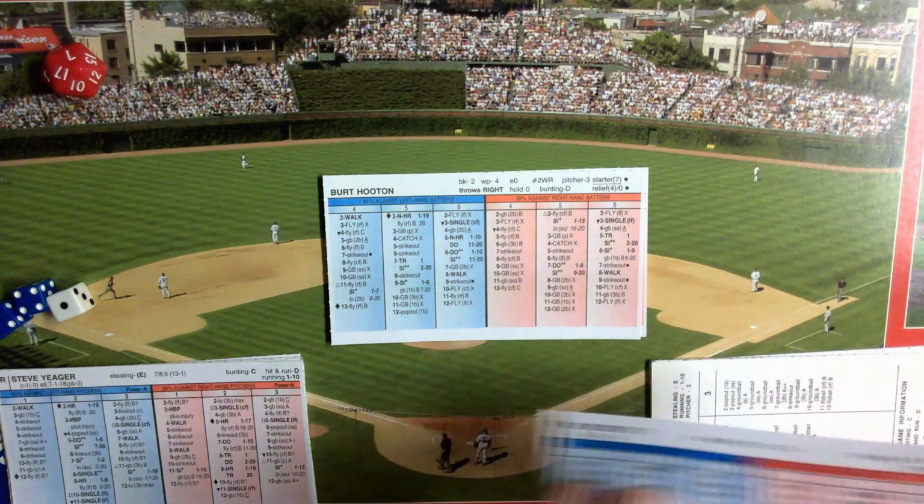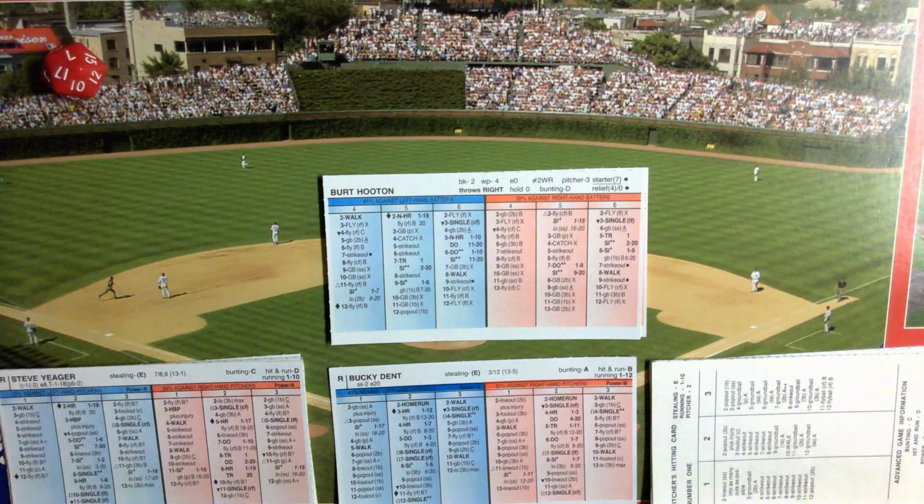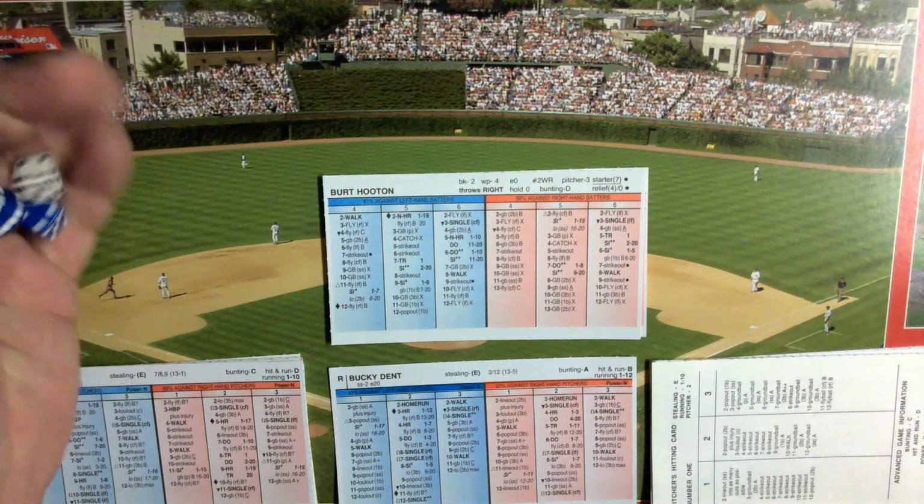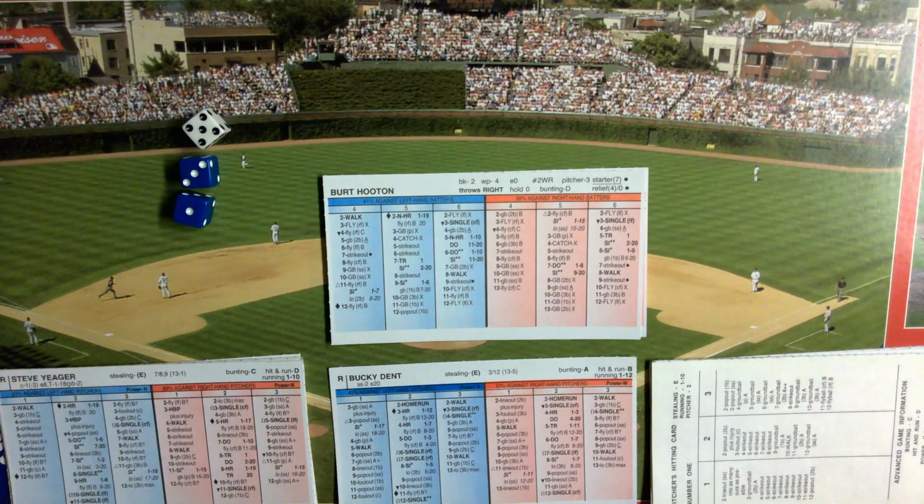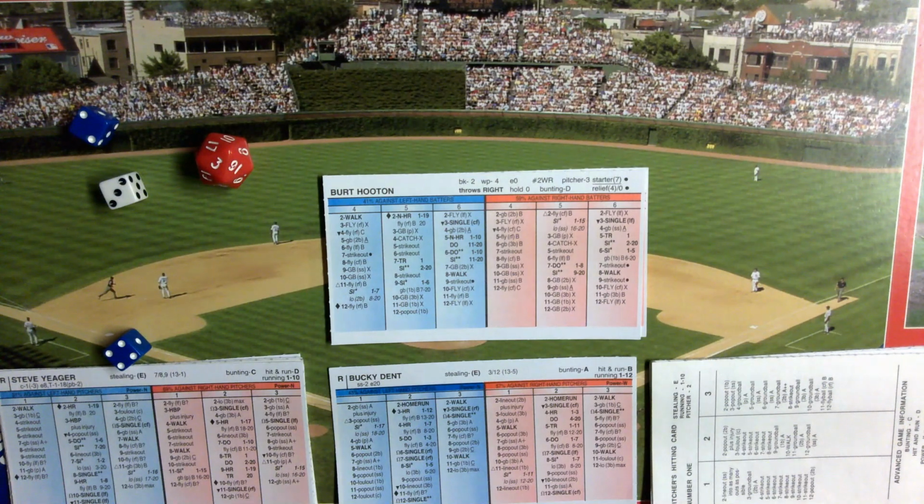Lucky Dent is up. It's a 5 and a 4. That's a catcher X. So that's Yeager. He's a 1-8. That's a 3. 5, 9.